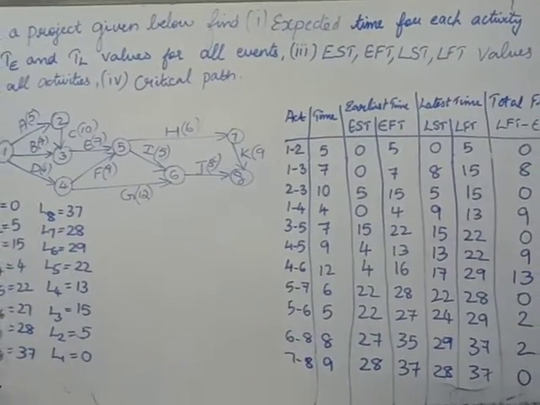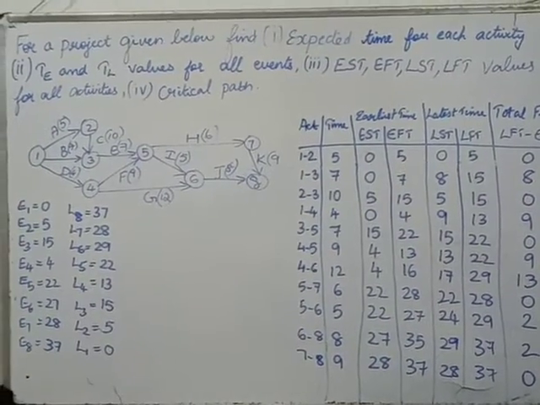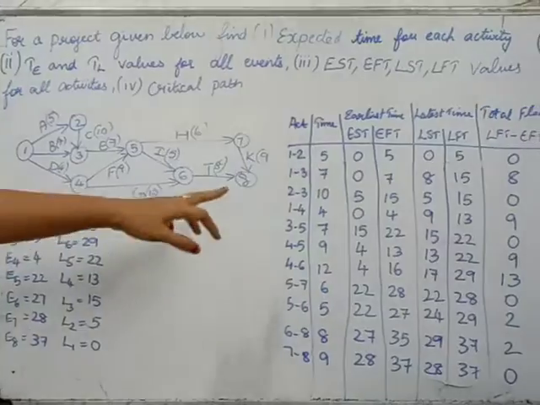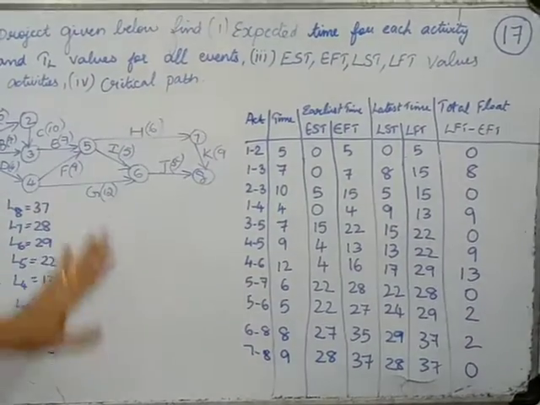So we got the E value and L value, 0 to 37, 37 to 0. And from this E value, I constructed a new table, that is activity, time, earliest time, latest time and total float. Everything I have calculated.